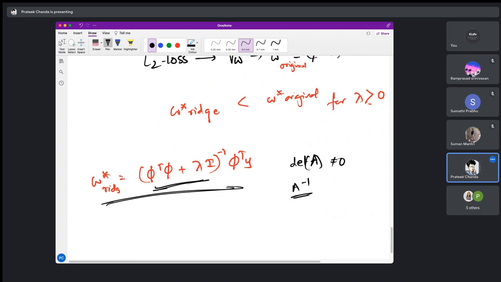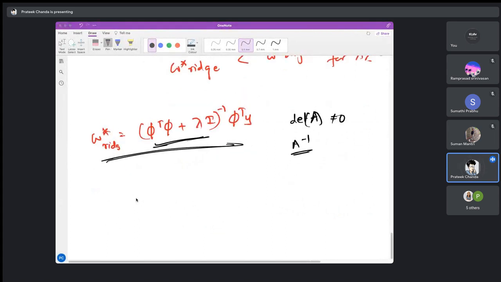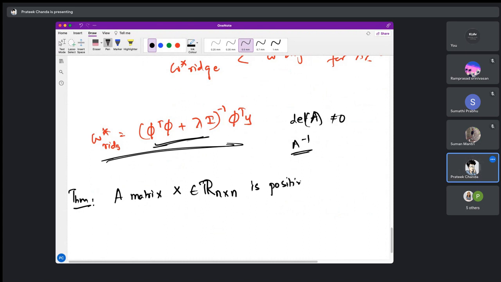So we need to prove in some way first that this inverse, phi transpose phi plus lambda I inverse, exists. For that, we define a small theorem, which is: a matrix X, let's say it belongs to R n cross n. That means it's an n cross n matrix of real numbers, and it is positive definite.